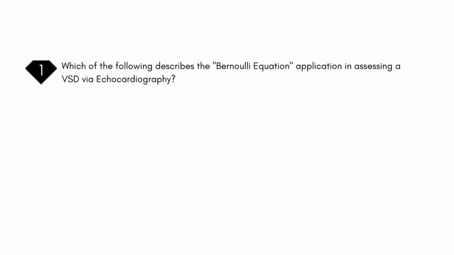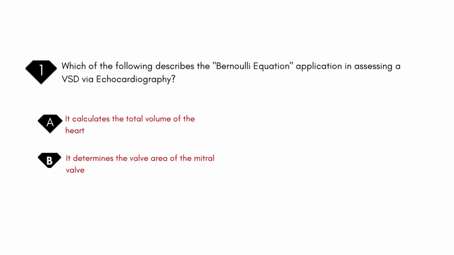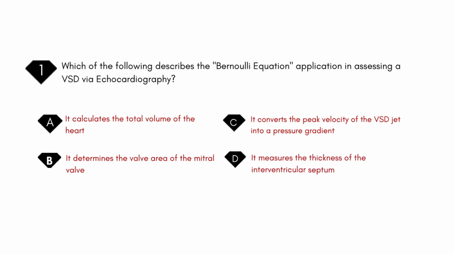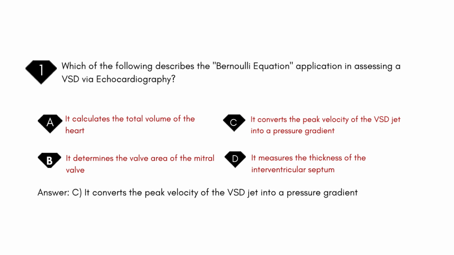Which of the following describes the Bernoulli equation application in assessing a VSD via echocardiography? A. It calculates the total volume of the heart. B. It determines the valve area of the mitral valve. C. It converts the peak velocity of the VSD jet into a pressure gradient. D. It measures the thickness of the interventricular septum. Answer: C. It converts the peak velocity of the VSD jet into a pressure gradient.